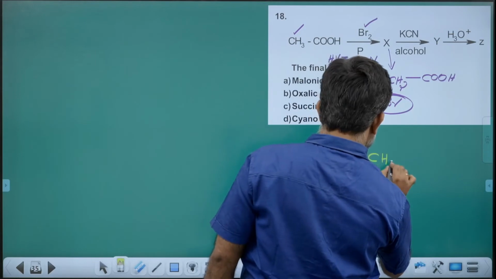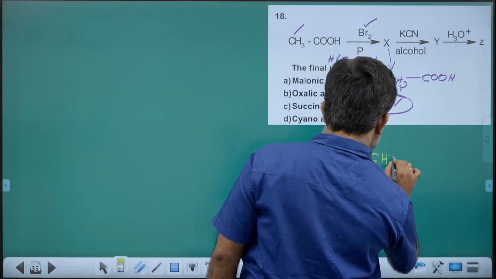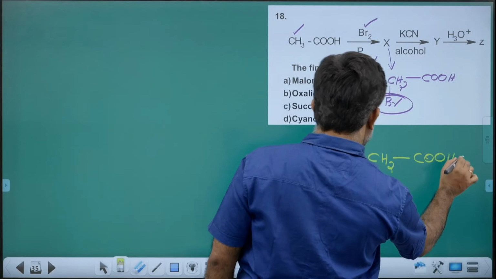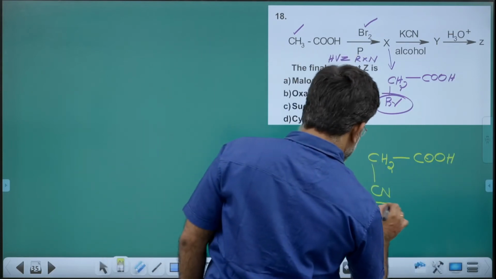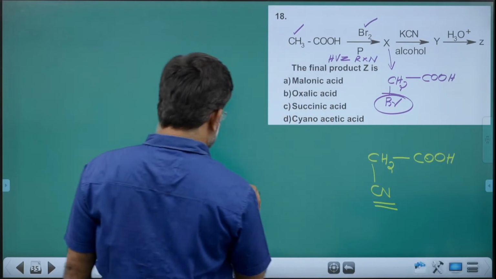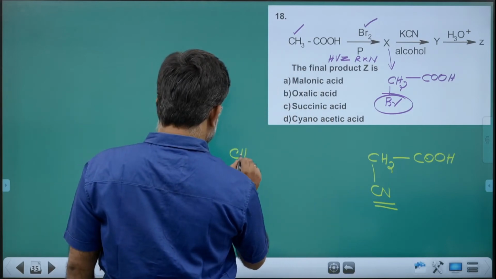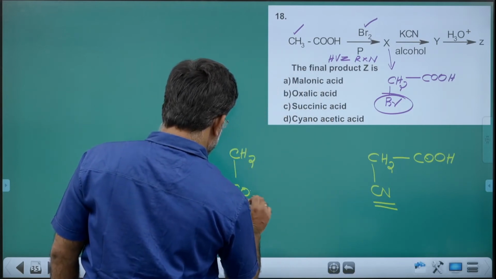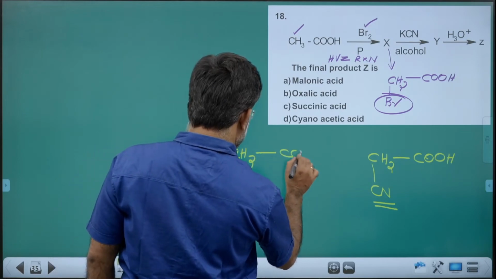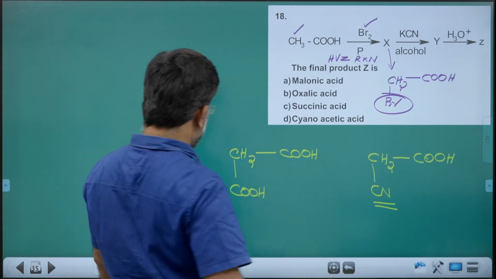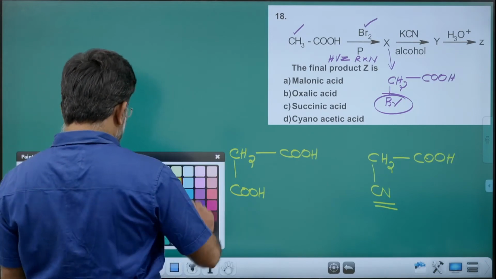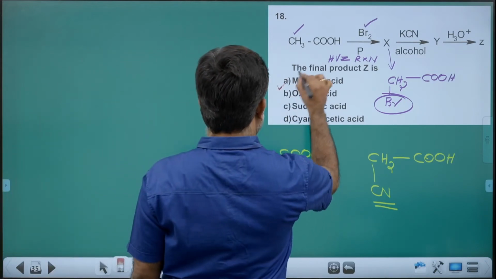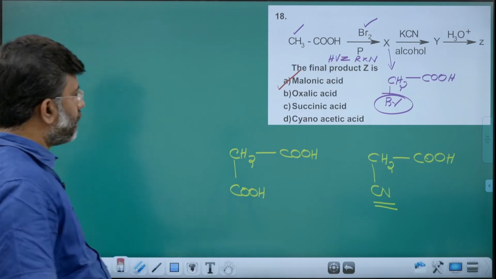You get CH2CNCOOH. Now upon hydrolysis, the cyanide group will be hydrolyzed to COOH. So you get CH2(COOH)2, and that is malonic acid. This compound is called malonic acid. Answer is option A.